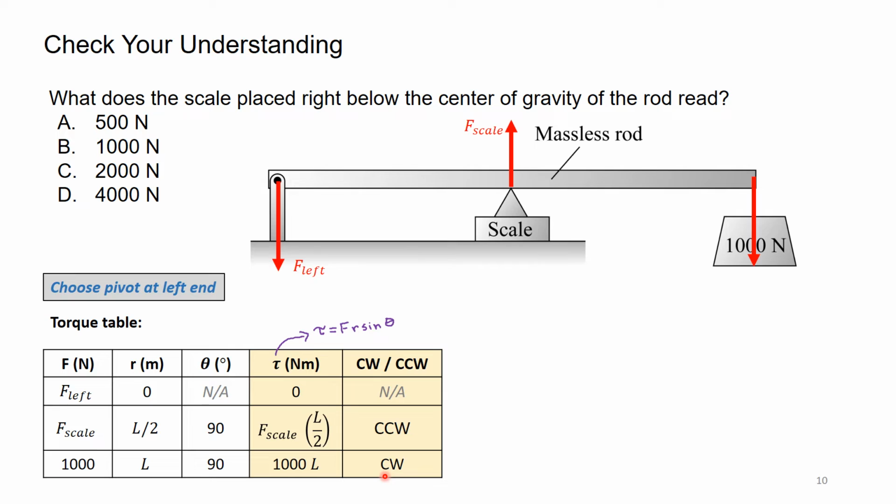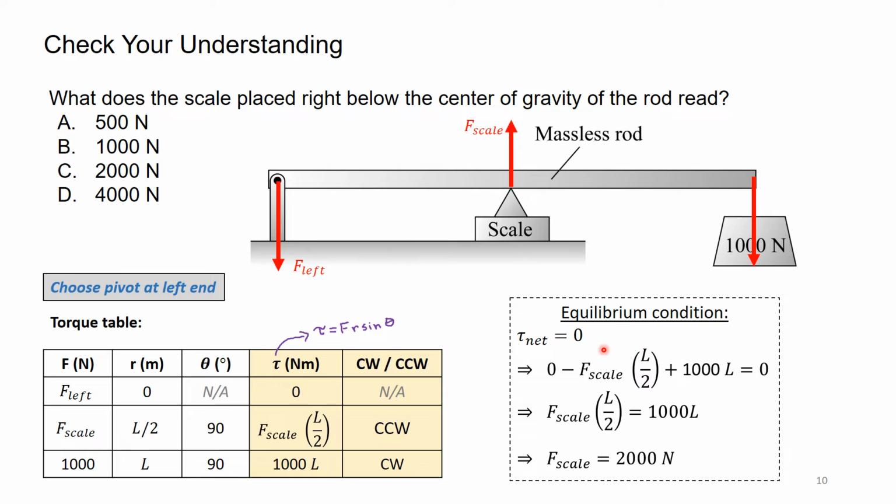Okay, so the next step, you add up all these torques. We know that if an object is at equilibrium, like this beam here, when you add up all the torques, the net torque must be 0. So we start with this condition. Write down net torque equals 0, and then for the net torque, you plug in all these numbers. You plug in 0 for the first torque, then you plug in negative F scale L over 2 for the second torque, and remember, counterclockwise is represented by a negative sign, and clockwise is represented by a positive sign. That is just convention.